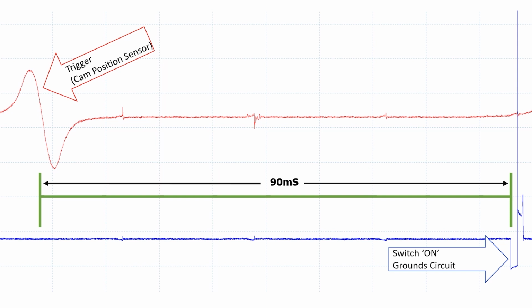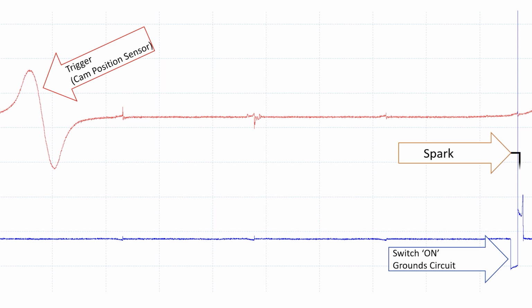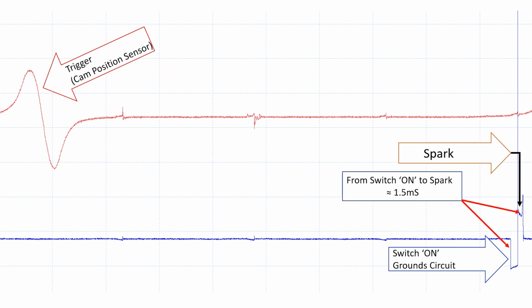Now, we're going to throw one more piece in here. We have our spark, which is actually down there. The time between our switch coming on and our spark is only about 1.5 milliseconds. Right here, what I want to illustrate is the difference between trigger and the switch. The trigger happened a long time before the switch. The trigger, once again, was just an input to another component to give that component an idea of when to switch the circuit on and off to create the spark at the proper time.